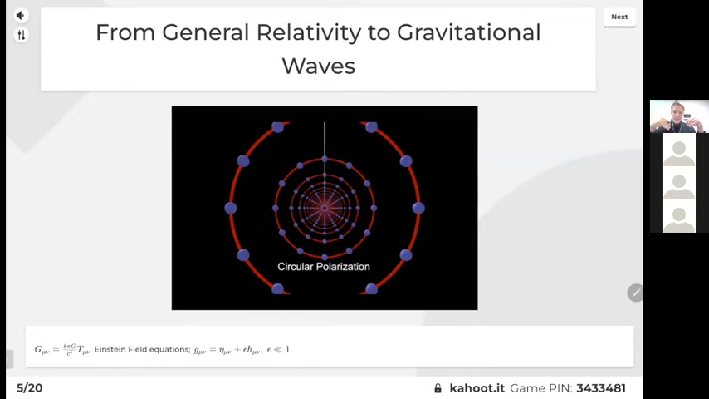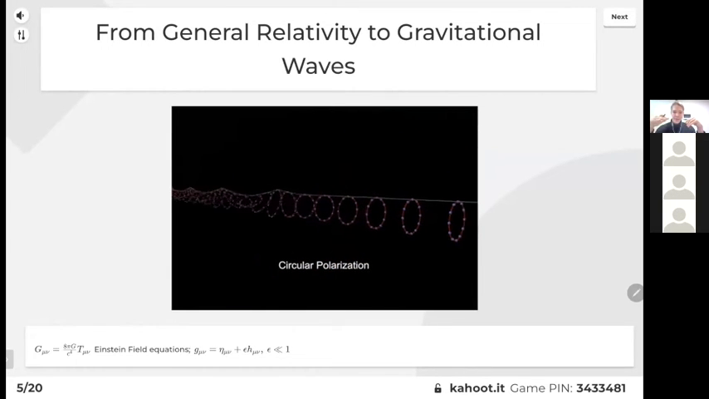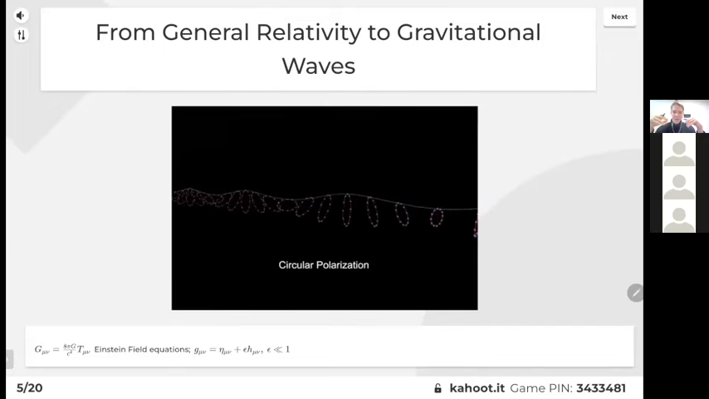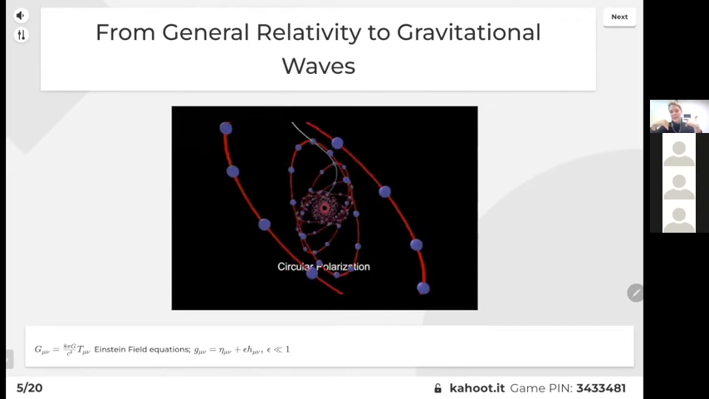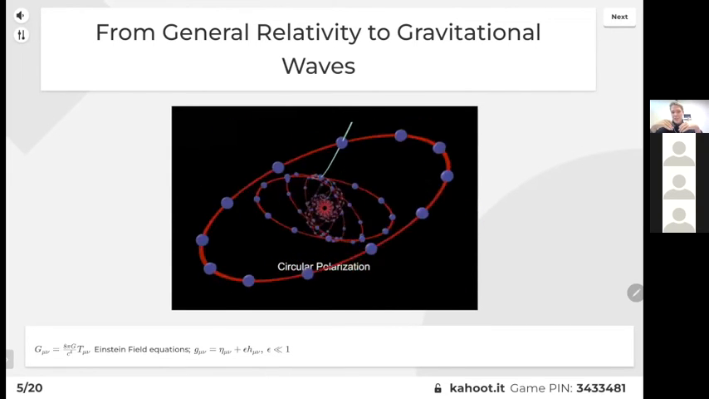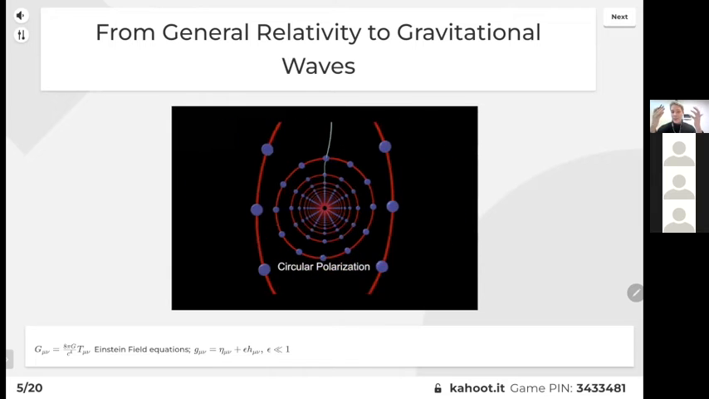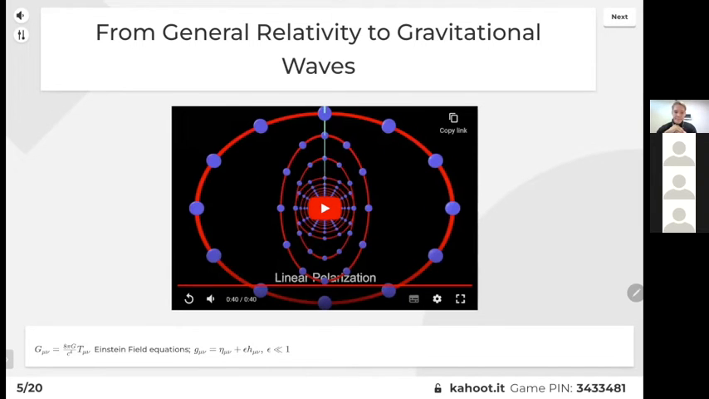But then if you have plus and cross polarization in the wave, you can also have circular polarization, where the gravitational wave is circularly polarized. But essentially, you can see that what happens is that it stretches and squeezes space-time, but only in the perpendicular direction. Okay, and so that is the very fundamental basics of what happens when gravitational waves propagate and what they do to things.